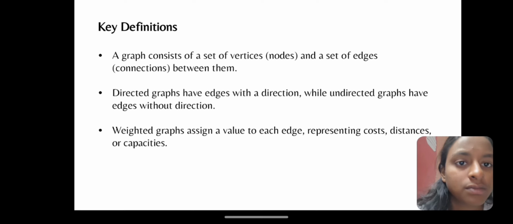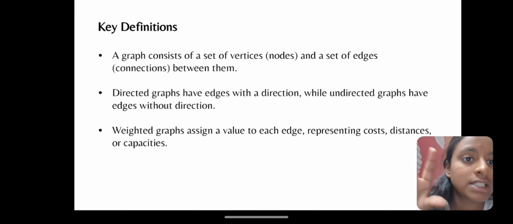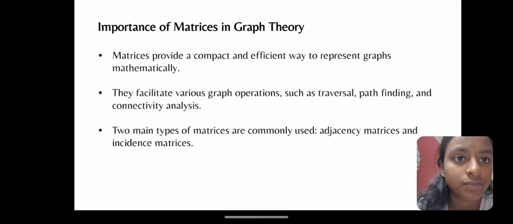Directed graphs have edges with direction. It means that the edges between two vertices have a particular direction. Whereas in undirected graphs, the edges do not have any direction. In weighted graphs, the edges have a particular value. This value represents either cost, distances, or capacities.